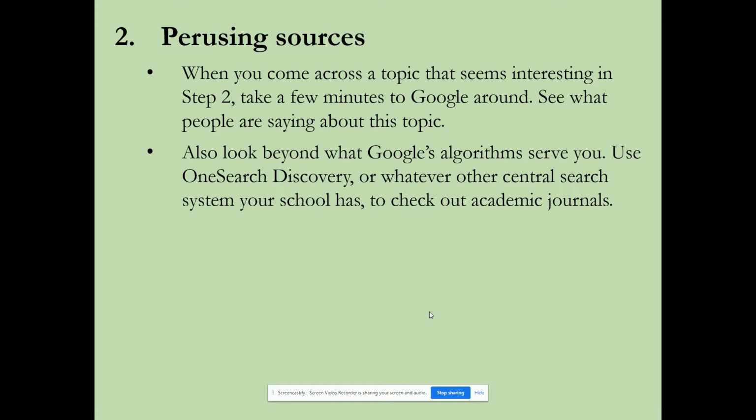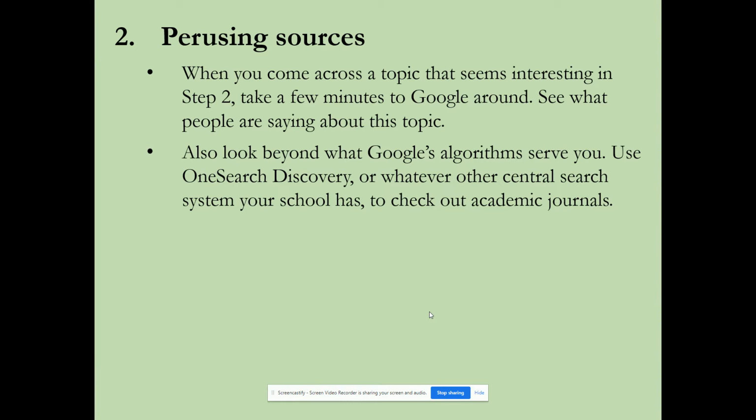I highly recommend that you look beyond what Google's algorithms can serve you. Google is only going to give you actually a small fraction of all of the materials that are available on the internet. In Palo Alto, we have the One Search Discovery tool that is in Rapid Identity. If you log in, it's just one of those little bubbles you can click on.